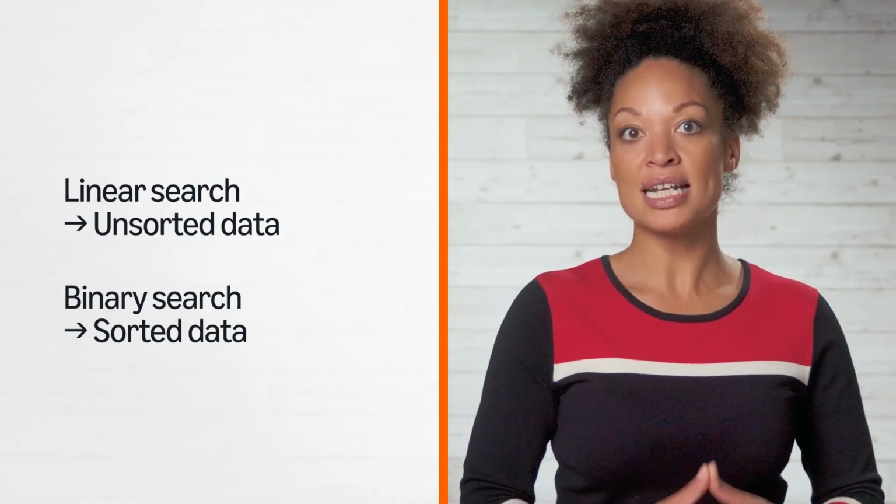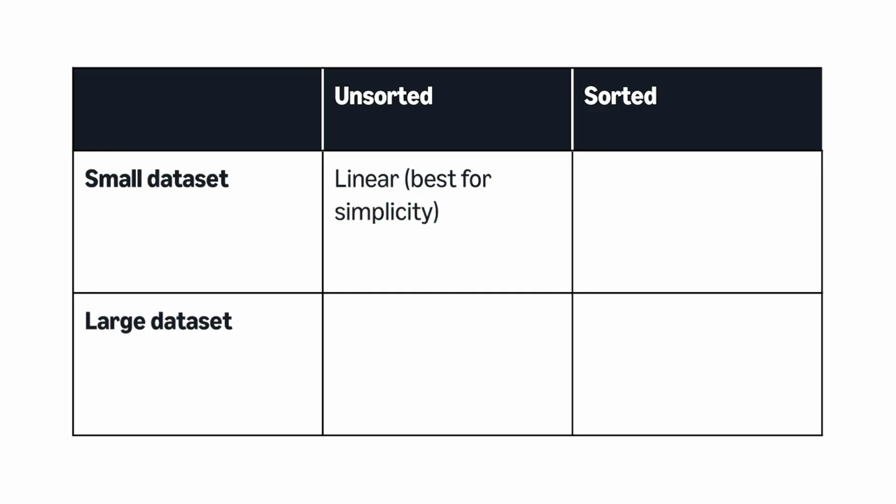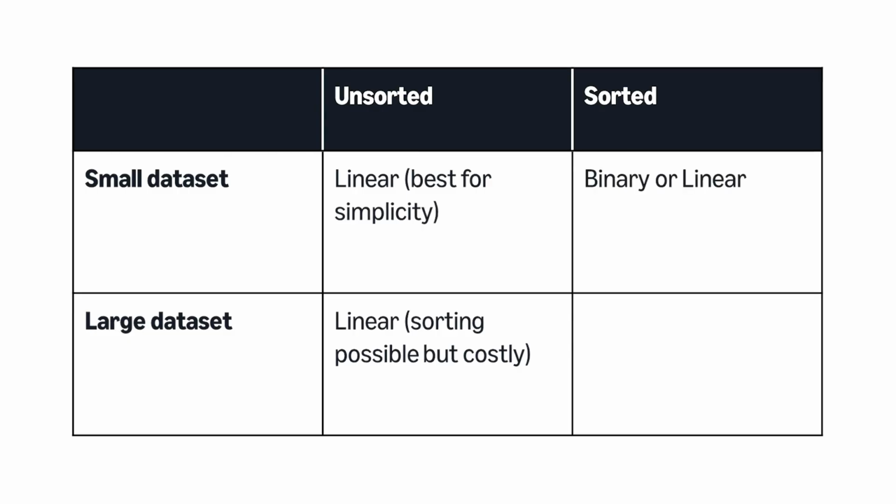However, the size of the dataset does add some nuance to the choice. So, for small, unsorted datasets, like a few randomly arranged books, linear search is simple and effective. For large, unsorted datasets, linear search can still be used, but sorting the list first could save significant time on repeated lookups. That's because, for sorted lists, binary search is the clearer choice for efficiency.